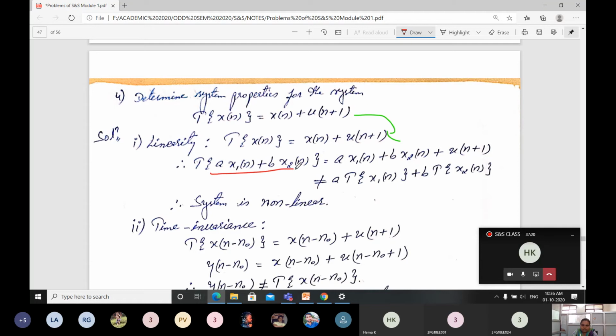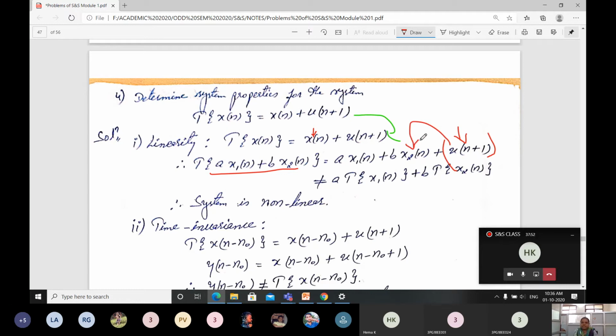Then substitute for x of n. The same steps are going to repeat, okay, for all the problems. x of n equals a x1 of n plus b x2 of n. Only for x of n I am going to substitute, not for u of n plus 1. Okay, u of n plus 1 remains as it is. So from this, the extra point is not going to change. Instead, it is going to be added to the system.